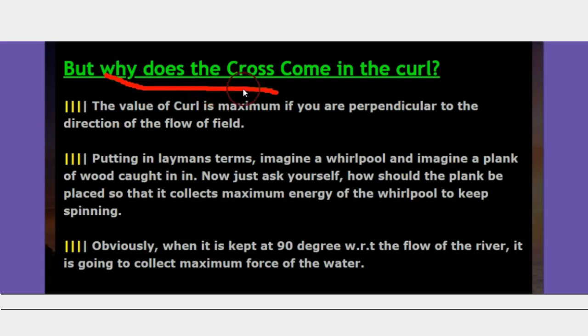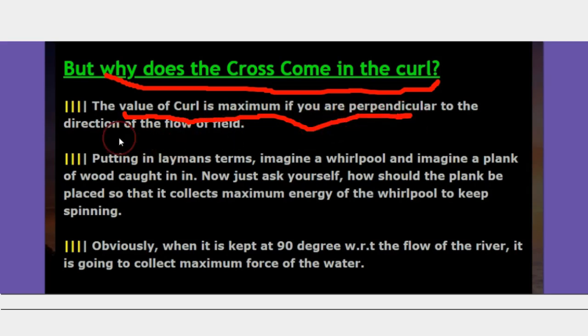Why does the cross come in the curl? Already we explained del vector cross A vector. The value of A vector cross B vector, the cross product, is always maximum when the angle between the two vectors is 90 degrees. The curl is maximum if you are perpendicular to the direction of the field.